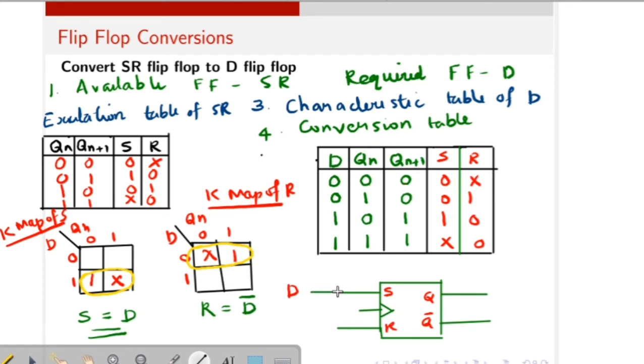Here is the D input. Then what is R? R is D bar. So here we can draw an inverter, and then it is given to R. So R becomes D bar, right? So here only one input and two outputs, Q and Q bar. The one input is D. So here we generated a D flip-flop using the SR flip-flop, right?